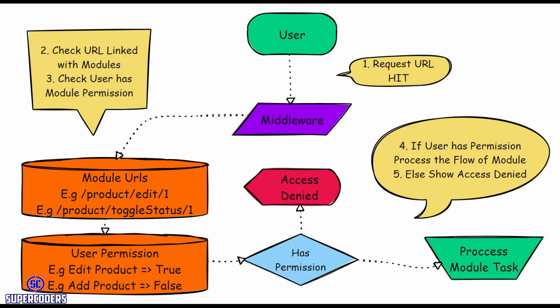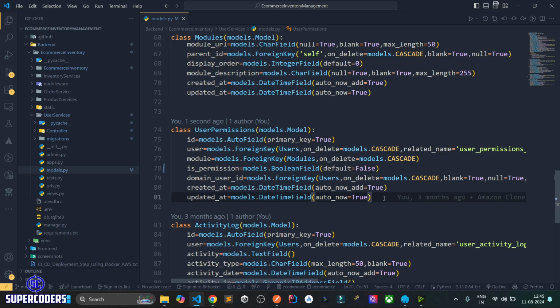To manage this, we need to create a separate table for module URLs, and from the middleware we will check which URL is going to be hit and which module they are trying to access. Then after that, we will check whether the user has permission or not. If the user has permission for that module, then we allow the task to be performed. Otherwise, we can show an access denied or permission denied message for that module. So let me show you how you can do this.